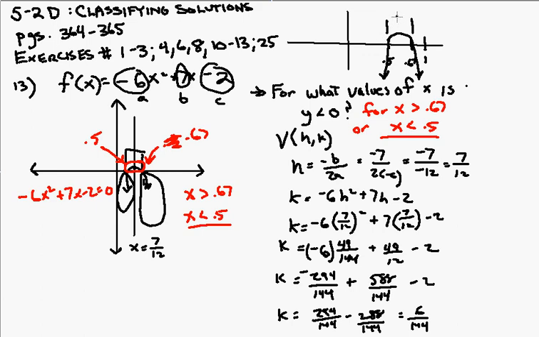With y greater than 0, for y being positive, it's going to be in this portion of the graph. Y equal to 0, it's going to be these 2 points, and then y less than 0 is going to be out here going this direction and out here going that direction. Okay, so that basically tells you what portion of the graph is where the function is greater than 0, equal to 0, and less than 0.